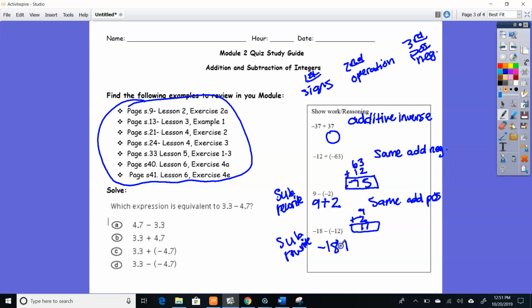And then we're going to add the inverse of negative 12, which is positive 12. So now my signs are different, so we're going to be subtracting. And my answer is going to be negative because the 18 has a greater absolute value. So the absolute value of negative 18 is 18, and then 12, and we're subtracting because we said that in our rules. 18 minus 12 is 6, and we did say it was going to be negative.